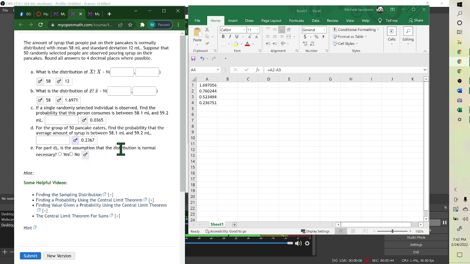Is the assumption that the distribution is normal necessary? No. It's not necessary because your sample size is over 30. It was 50.